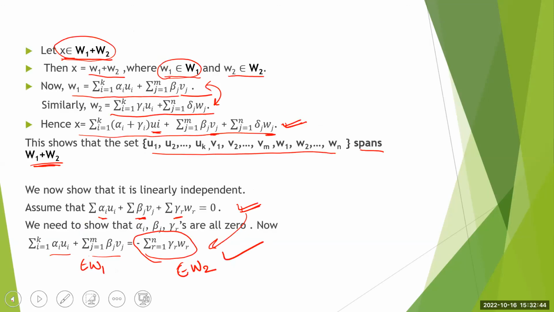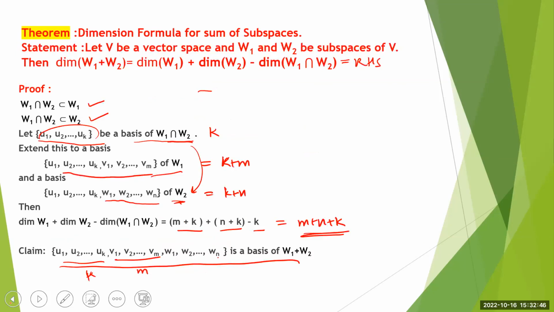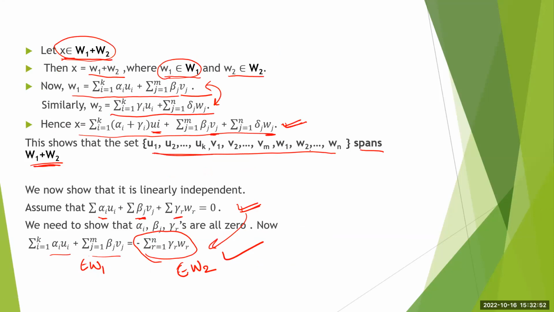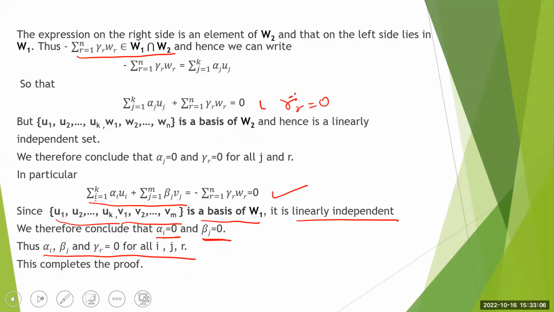As we have already said, all these elements span my W1 plus W2. And at last, I need to show that they are linearly independent sets. So what I need to show is that alpha i's, beta j's, and gamma r's are all equal to 0. And we have proved this. Hence, we have completed the proof.